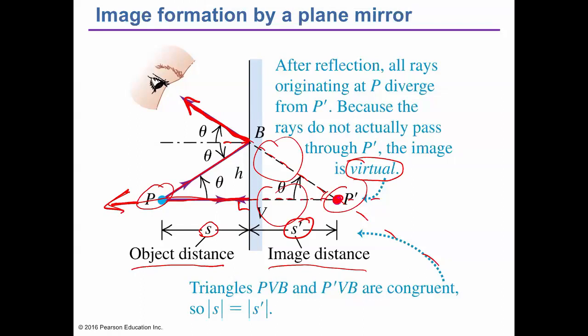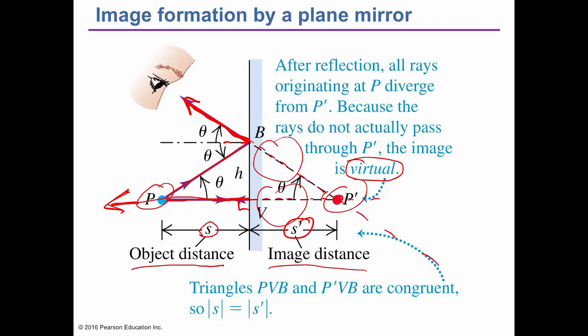But here those lights reflect and diverge in front of the mirror, and none of those lights go back of the mirror, but the image is formed in the back of the mirror. That means it's a virtual image.